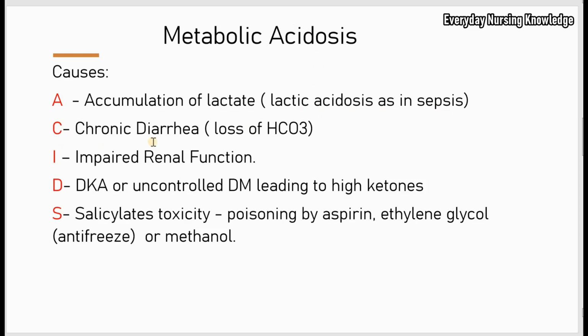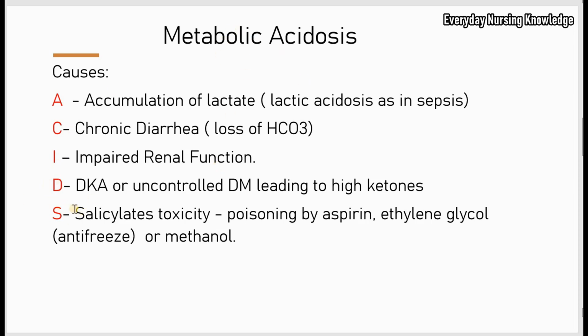C stands for chronic diarrhea. In chronic diarrhea, there is loss of bicarbonate, which is basic in nature. That leads to metabolic acidosis. I stands for impaired renal function. In impaired renal function, kidneys cannot excrete hydrogen ions. So hydrogen ion level increases. That leads to metabolic acidosis.